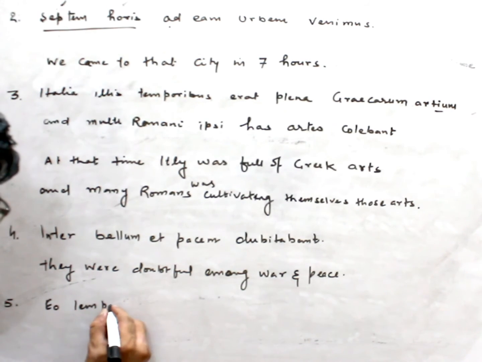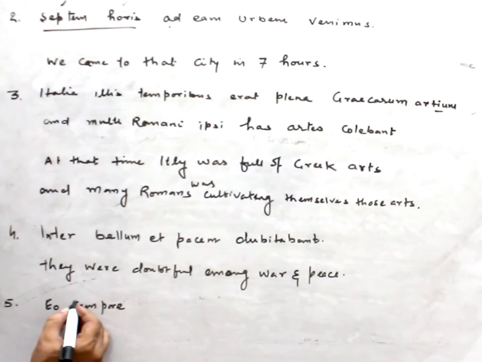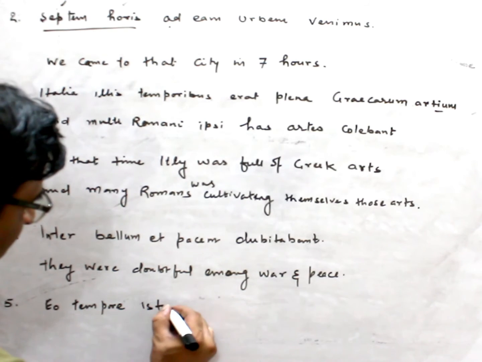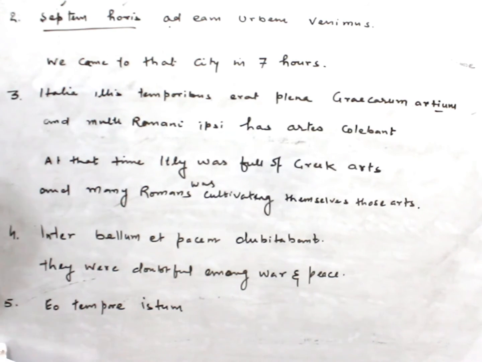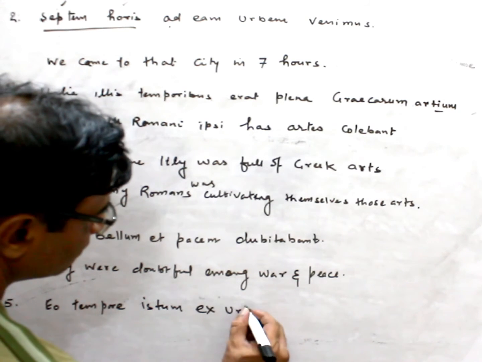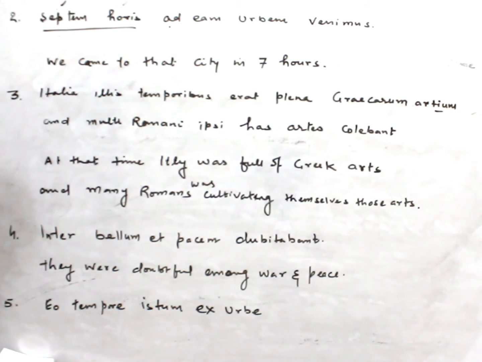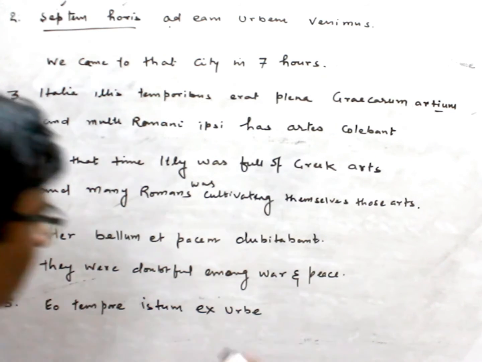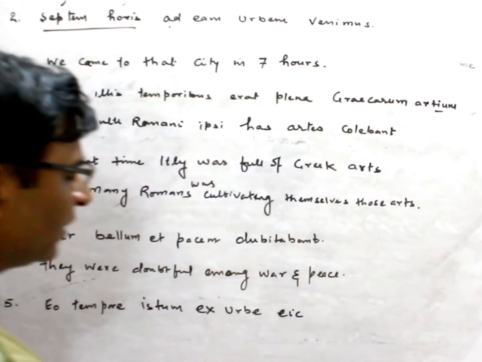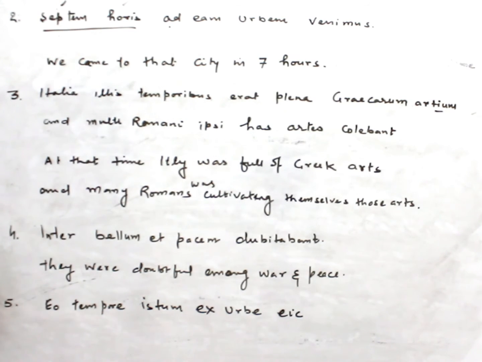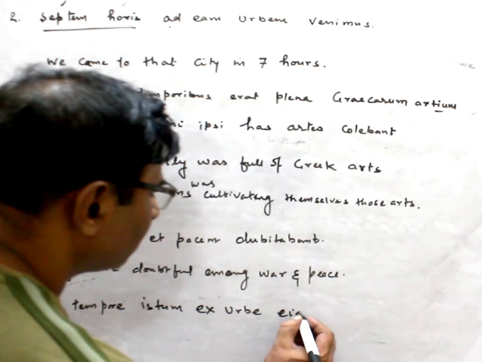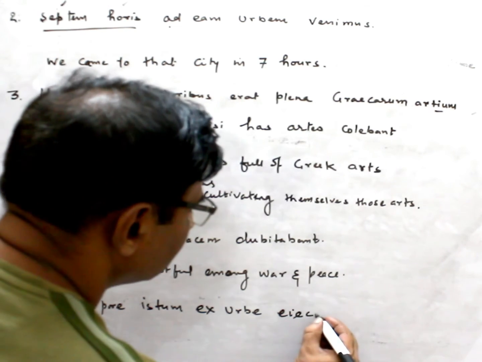Io tempore. So io tempore, with time is used at that time, like if you want to say, then it is in ablative. Io tempore istum ex urbe. Ex also follows ablative. E, this is EIC because it is E-jack. Actually, this is E.